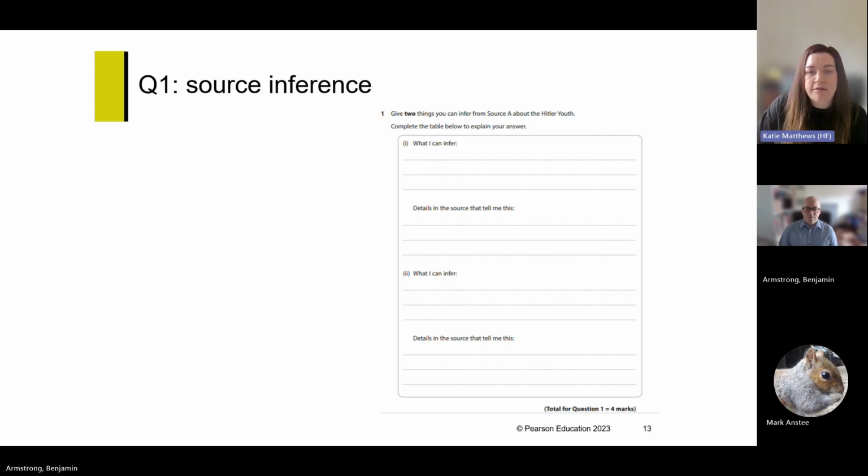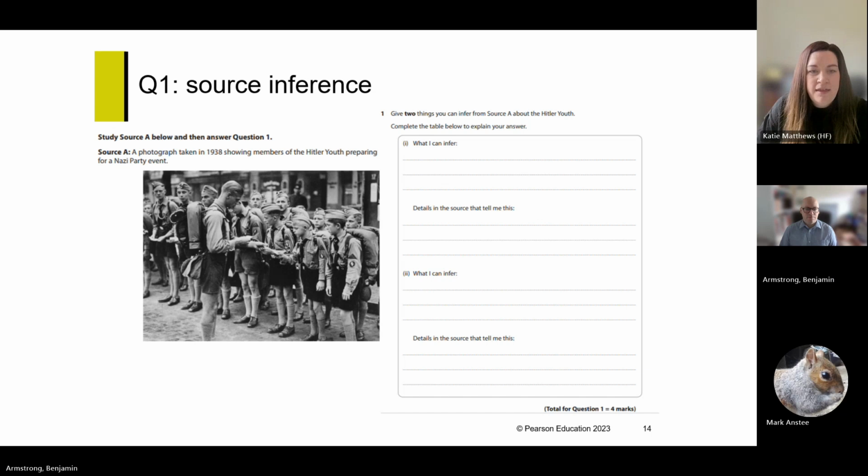So let's take a look at a source. This question here is asking you to give 2 things you can infer from source A, the photograph, about the Hitler Youth. You may wish to pause the video here and see what inferences you can make from the photograph. It's really important, as Ben said in the top tips, to focus on what the question is asking. It's asking you here to focus on the Hitler Youth. It's not asking you to focus on Nazi Germany more generally, or on general kind of youth policies. It's specific to the Hitler Youth. So you want to make sure that your answers are focused on that.